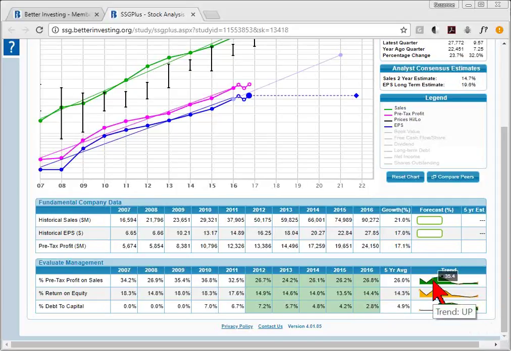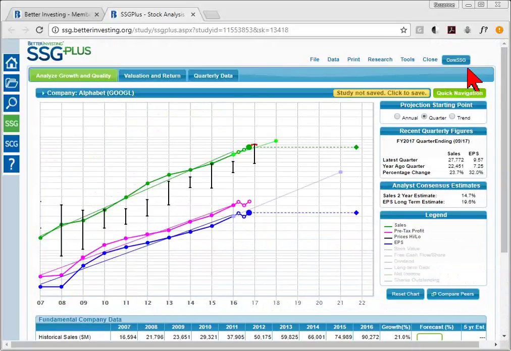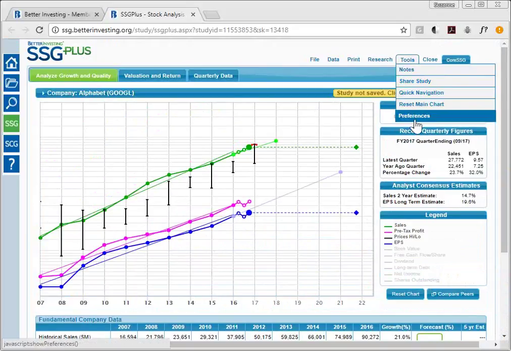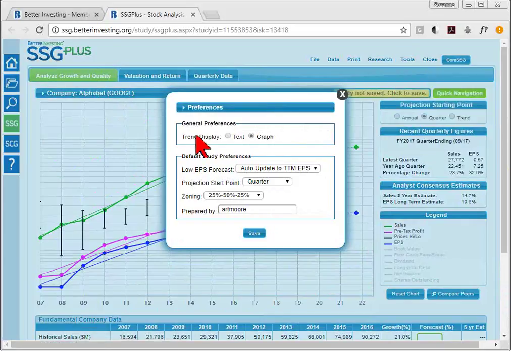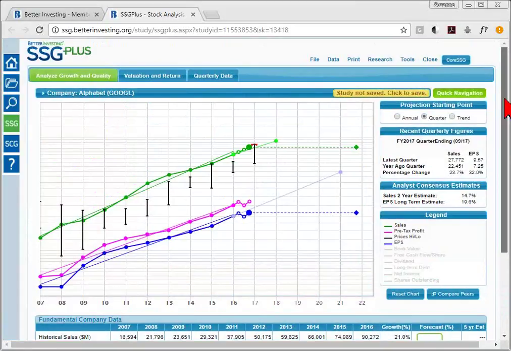If you are not seeing these colors and you're seeing words there, I'm going to show you a trick. Go up to Tools and Preferences, and in the trend display, change it to Graph. And you will see these nice little graphs there.